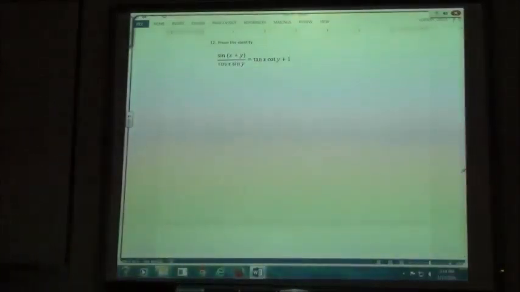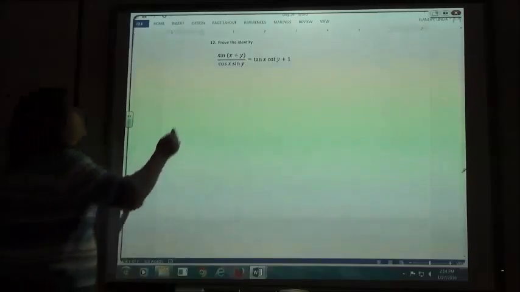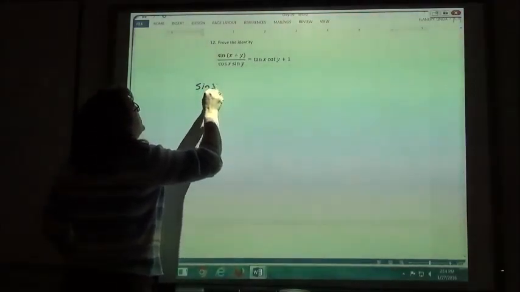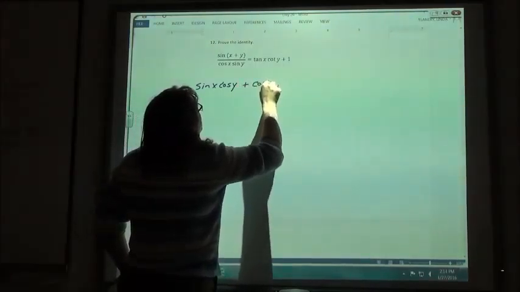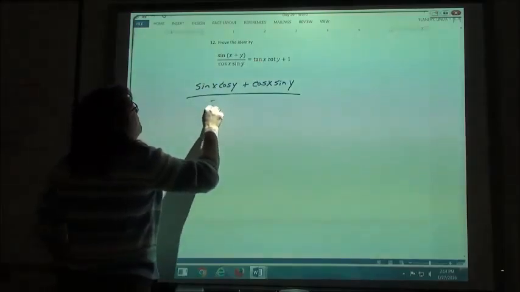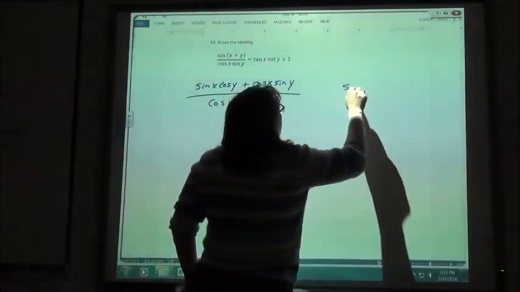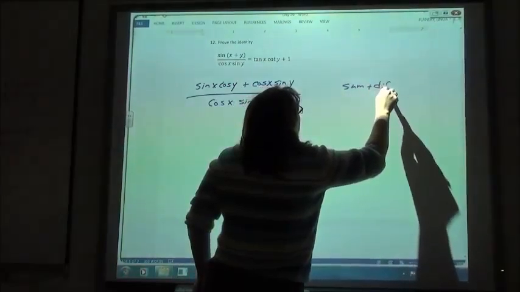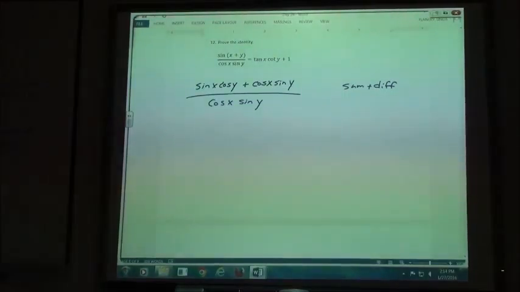Number 12, we want to prove our identity. Again, we start with the sine of x plus y. So we're going to go ahead and substitute in for the sine of x plus y. So I'm going to have the sine of x, cosine of y, plus cosine of x, sine of y, over my cosine of x, sine of y. That's using my sum and difference identities, just substituting in for the sine of x plus y.